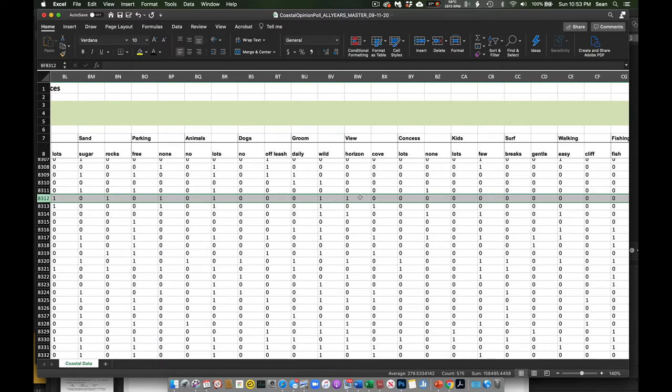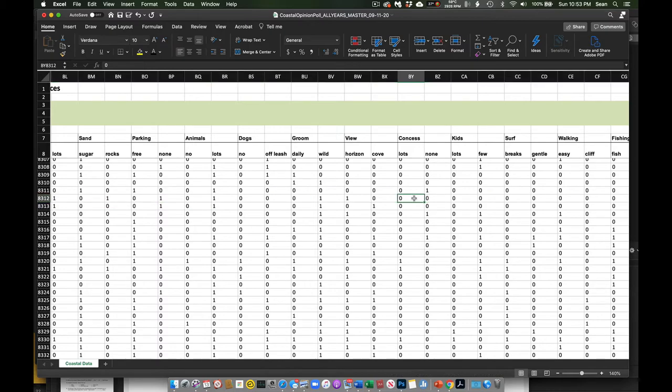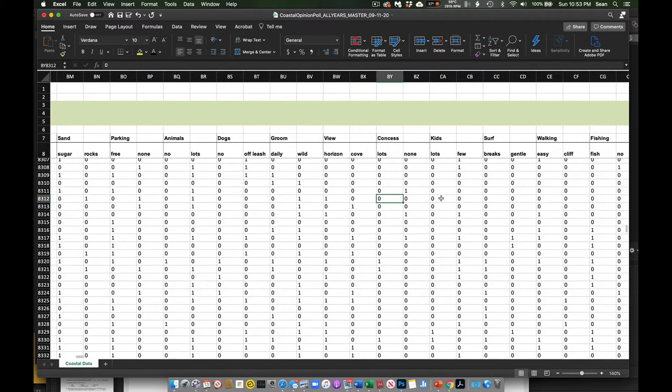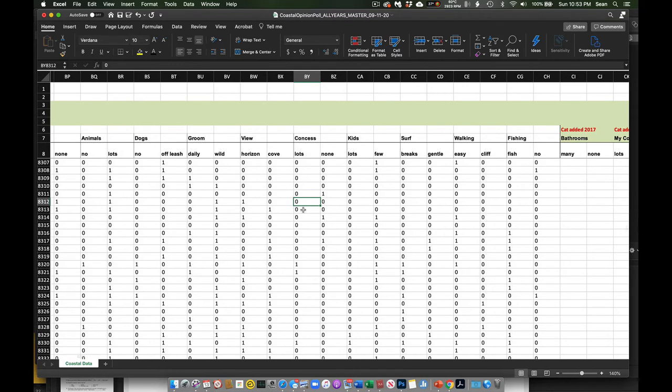A beach that stretches from horizon to horizon when we look to the right or left, or one that's more in a pocket cove, say a Malibu cliff pocket beach. Concessions. So do people prefer a beach with a lot of concessions or few concessions? A beach with a lot of kids or few kids, a beach with great surf breaks, perfect big surfing waves, or just gentle, soft, mellow waves.